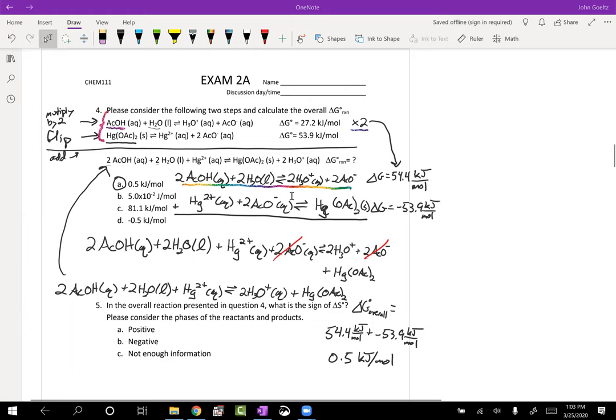In the overall reaction presented in question four, what was the sign of delta S? Oh man, I got delta G's. I didn't get any information about delta S.